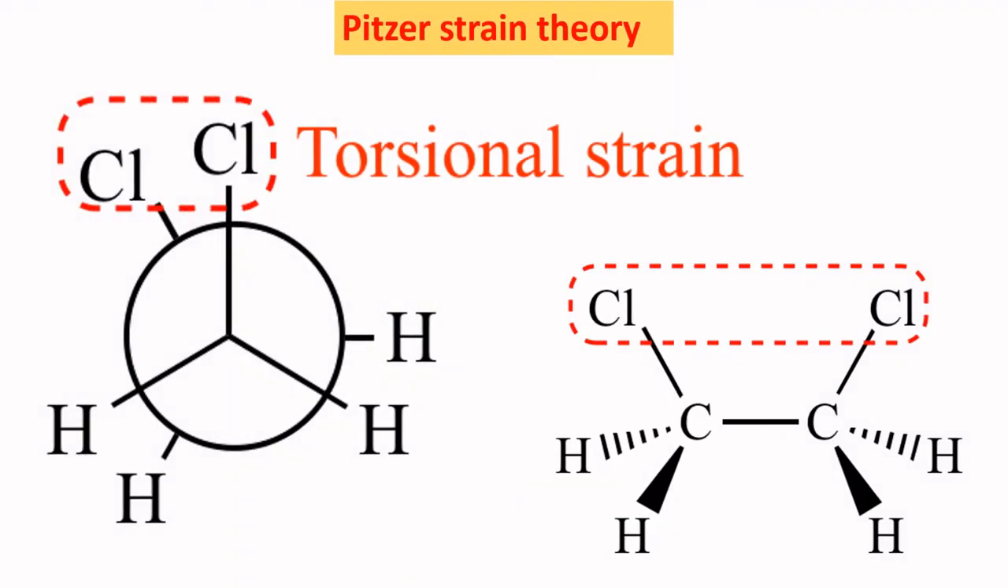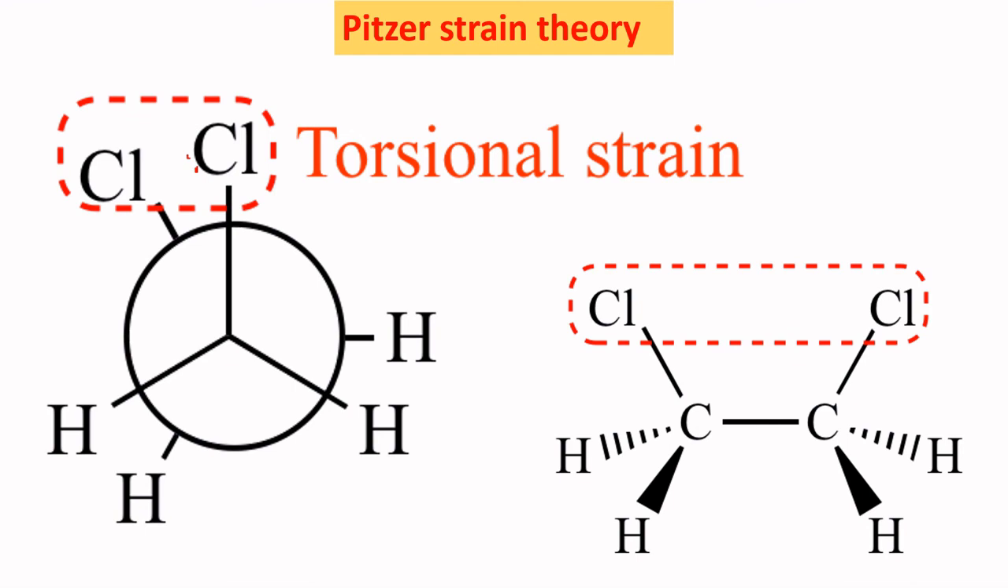Basically, see here, this one is 1,2 dichloroethane. So you can see the compound here, 1,2 dichloroethane. This is a chlorine atom, this is a chlorine atom. Each chlorine atom has three lone pairs. So you can see here three lone pairs are there.